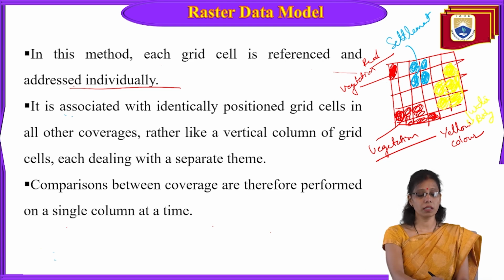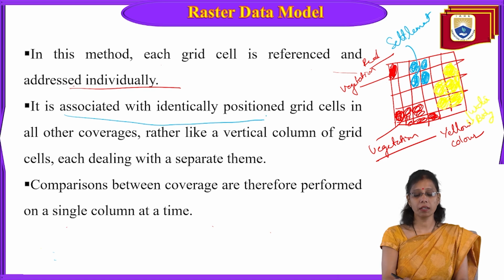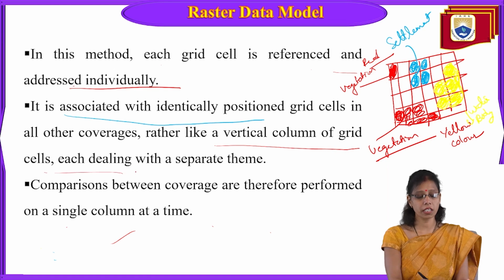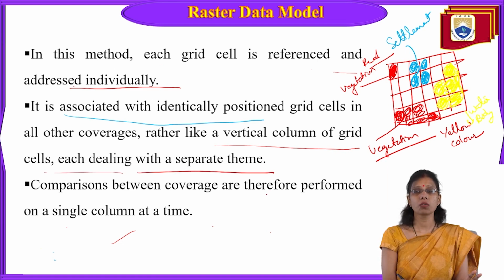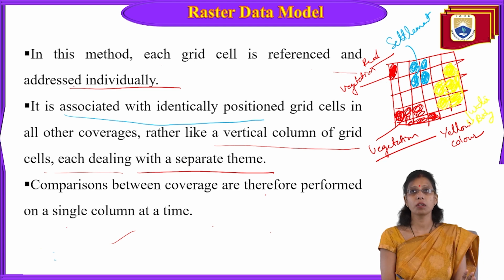Okay, so it is associated with the identity of positioned grid cells in the other coverages, rather like a vertical column of grid cells, each dealing with a separate theme. So each is having a separate theme. So red color is the vegetation, blue color is the settlement, and yellow color is the water body. So each one is having a separate theme.